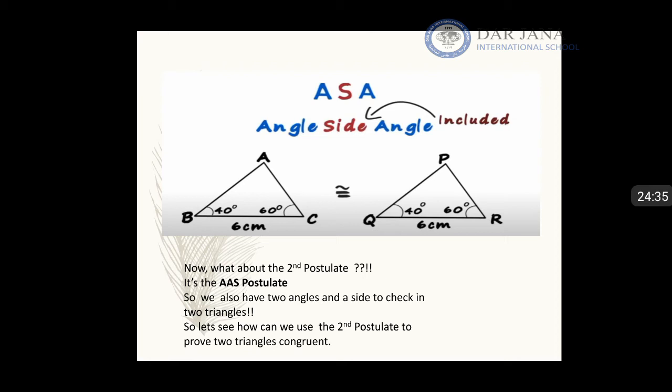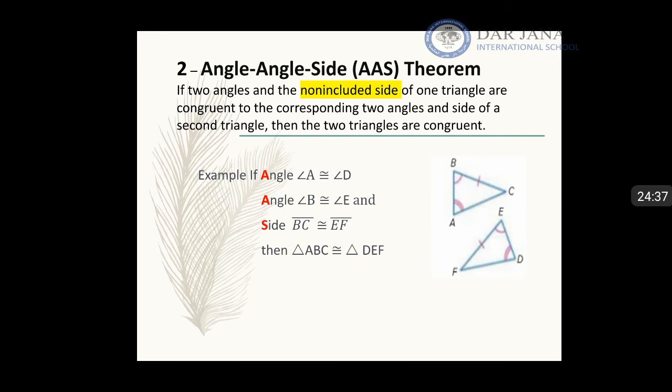And now let's learn about the second postulate in this lesson, which is the angle angle side postulate, or the AAS postulate. This postulate is also used to prove two triangles are congruent. But let us see how. What should we have in order to use the angle angle side postulate? If two angles and a non-included side, so the side shouldn't be between those two consecutive angles. It can be any side in the triangle. So if two angles and the non-included side of one triangle are congruent to the corresponding two angles and the side of the second triangle, then the two triangles are congruent.